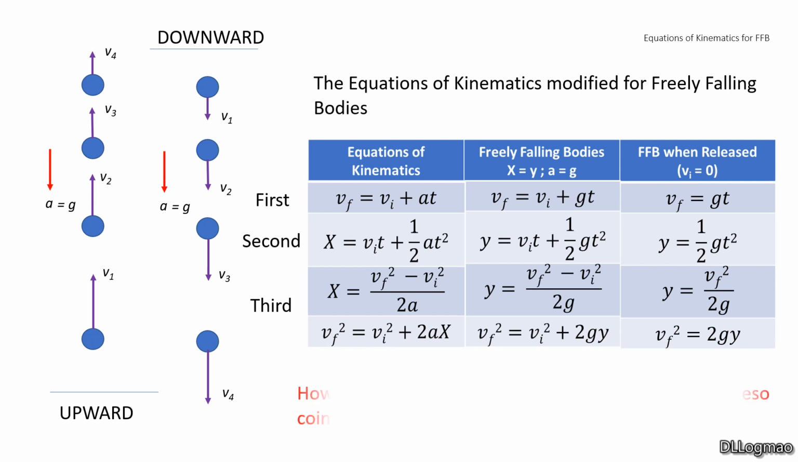Given these equations modified for freely falling bodies, how will you obtain the height of a building using a 1 peso coin?